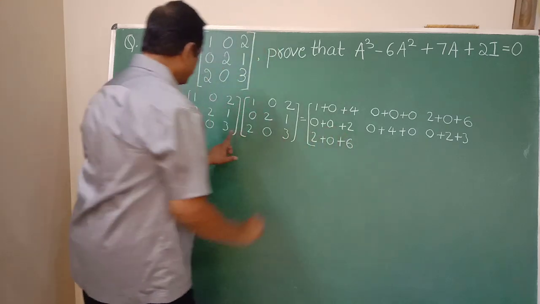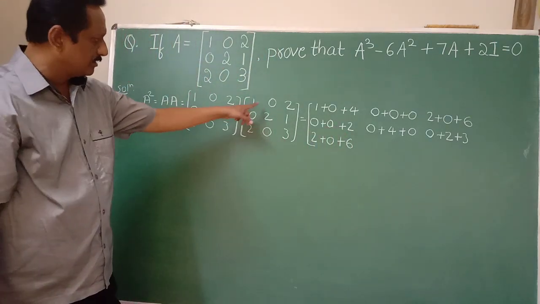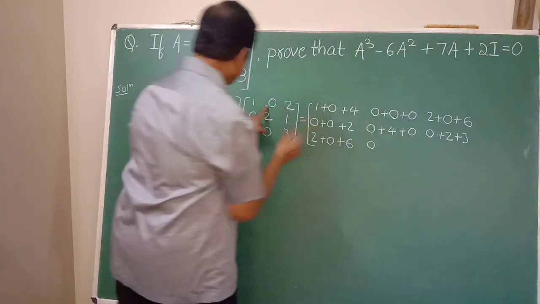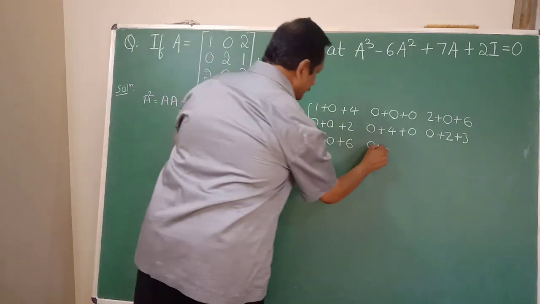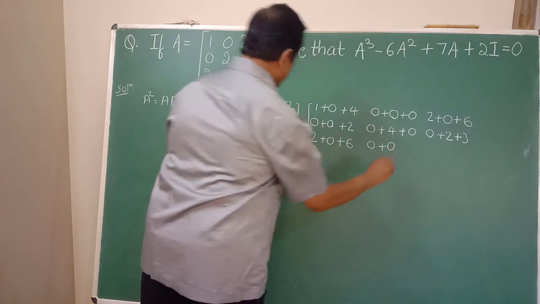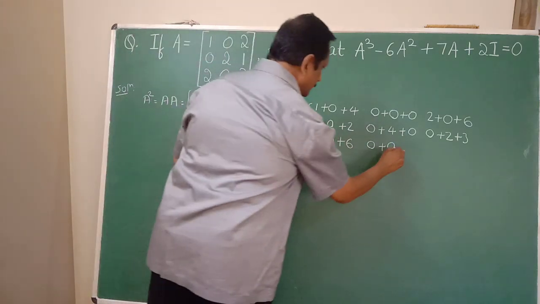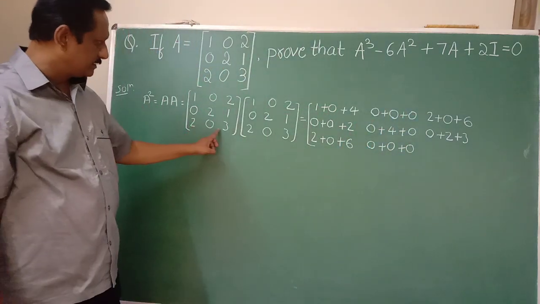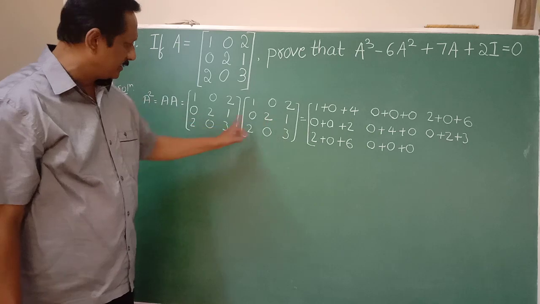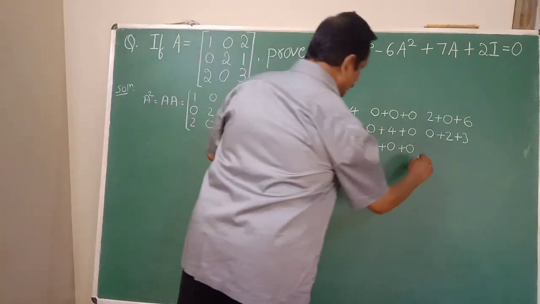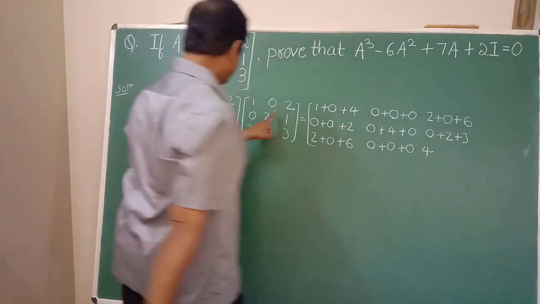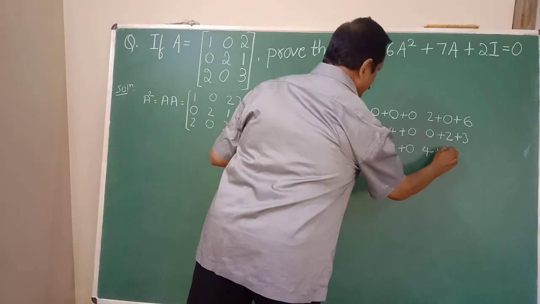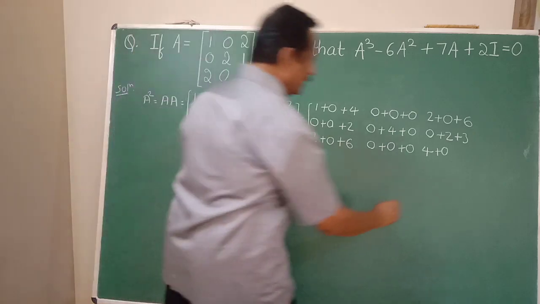Plus a 6. Multiply third row with the second column here. 2 into 0 is a 0. Then 0 into 2 becomes a 0. Then 3 into 0 becomes a 0 here. Plus a 0. Okay. Now we multiply third row with the third column here. 2 2s are 4. So write here 4. Then 0 into 1 is a 0 here. Plus a 0. Then 3 3s are 9 here. Plus a 9 here.